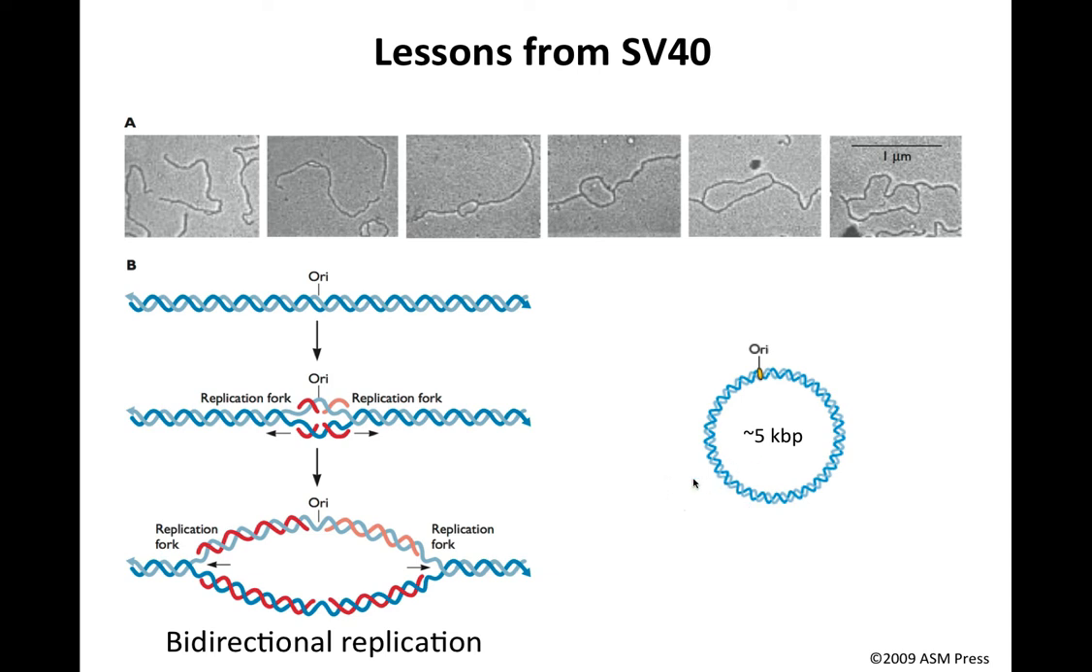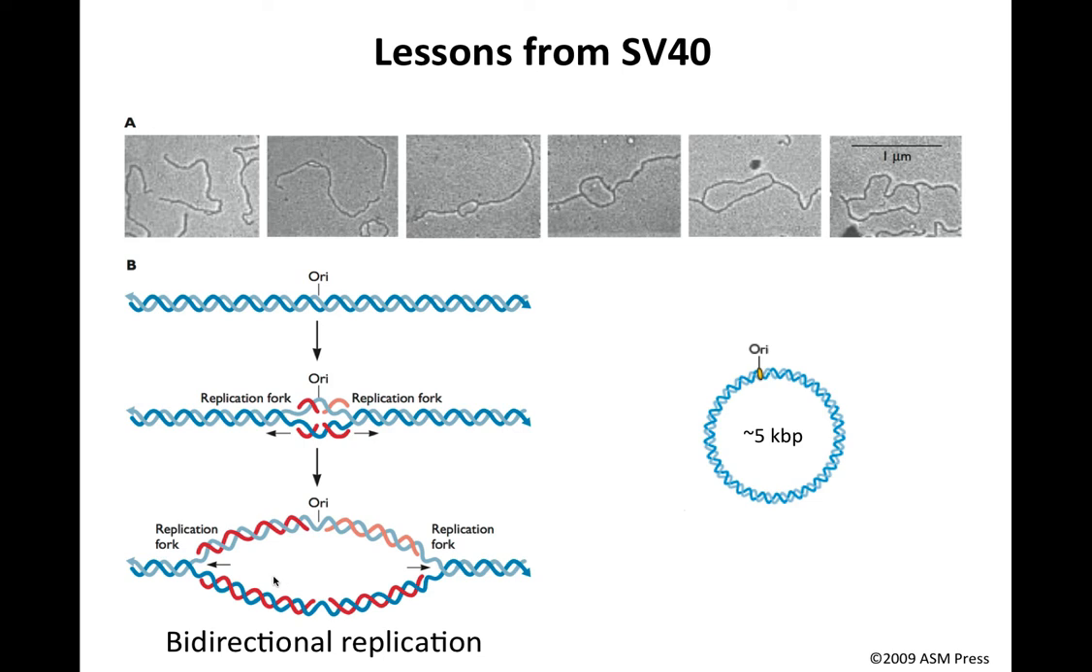So SV40 is a circular molecule, and it is replicated as a circle. It is not linearized. The DNA replication initiates at this origin of replication and then proceeds in both directions from the origin. So the DNA is replicated in a bidirectional fashion. All that means is that there is synthesis in both directions from the origin. So when that happens, you can imagine that you get a bubble of double-stranded DNA as shown here, and the bubble will increase in size with time.